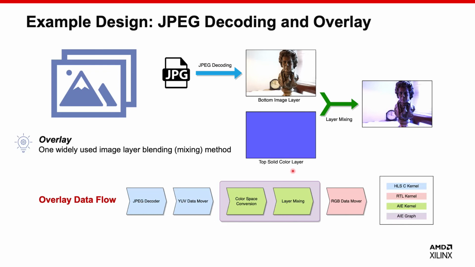Three kinds of kernels are used here. Two HLS kernels are used for JPEG decoding and the data mover. One RTL kernel is used for the data mover and the pixel reorder. And the AI engine kernels are used for image processing, including the color space conversion and the image layer mixing operation.